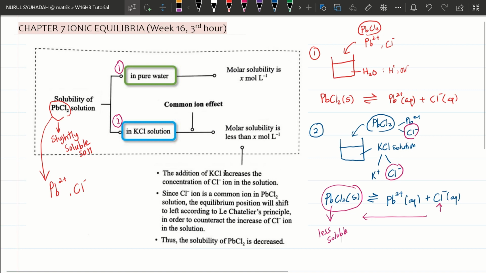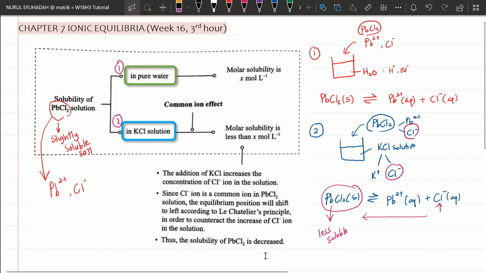So, the addition of KCl increase the concentration of Cl- ion in the solution. Okay, so, since Cl- ion is a common ion in PbCl2 solution, the equilibrium position will shift to the left according to Le Chatelier's principle in order to counteract the increase of Cl- ion in the solution. So thus, the solubility of PbCl2 is decreased. So everything yang saya terangkan tadi lah ada dekat dalam explanation ni.